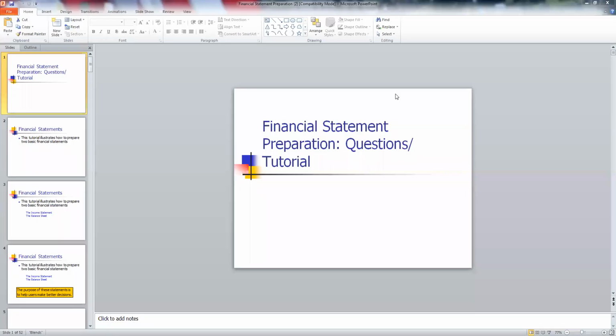Okay, this is going to be a brief tutorial on how to prepare two key financial statements, the income statement and then the balance sheet. Our focus this week, as you know, is on the income statement, but I'm going to go through both statements and then we'll come back to the balance sheet again next week as well.